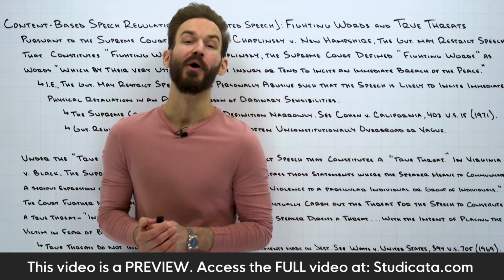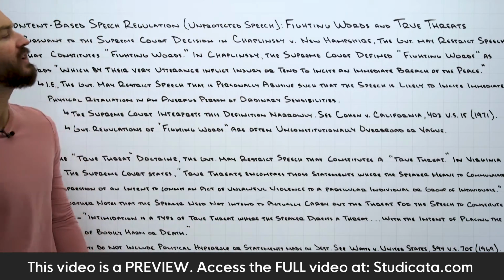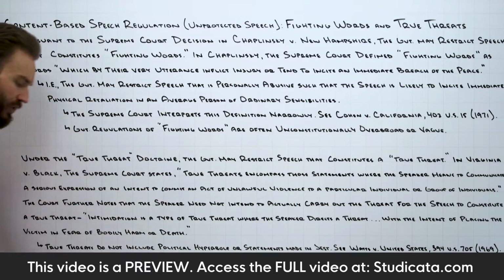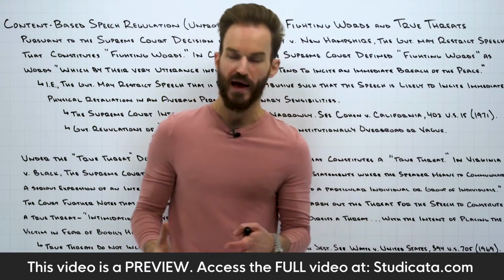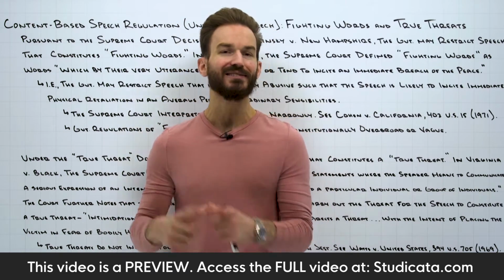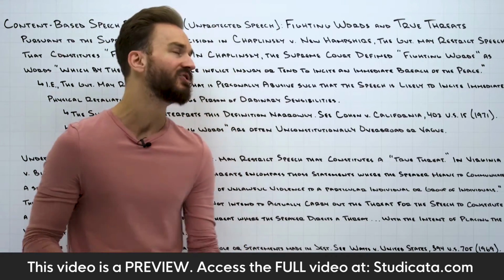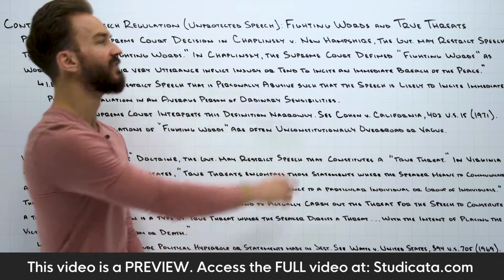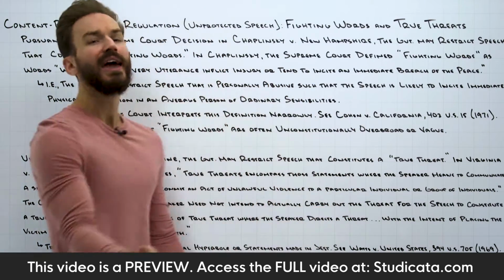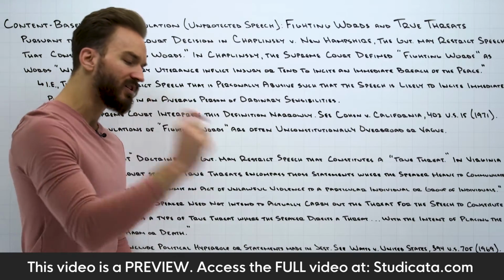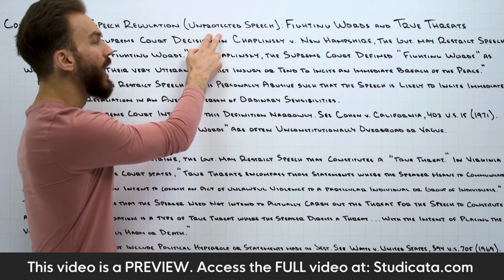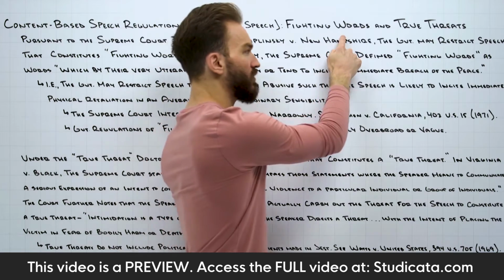In this lesson, we're going to go over the unprotected categories of speech referred to as fighting words and true threats. So big picture, if we're looking at a constitutional law fact pattern and we see the government is coming along and trying to regulate speech because the content of the speech deals with anything along the lines of insulting language, threatening language, abusive language, hateful language, in any of these cases, we have to think, okay, does this speech being regulated by the government constitute an unprotected speech category like fighting words or true threats?